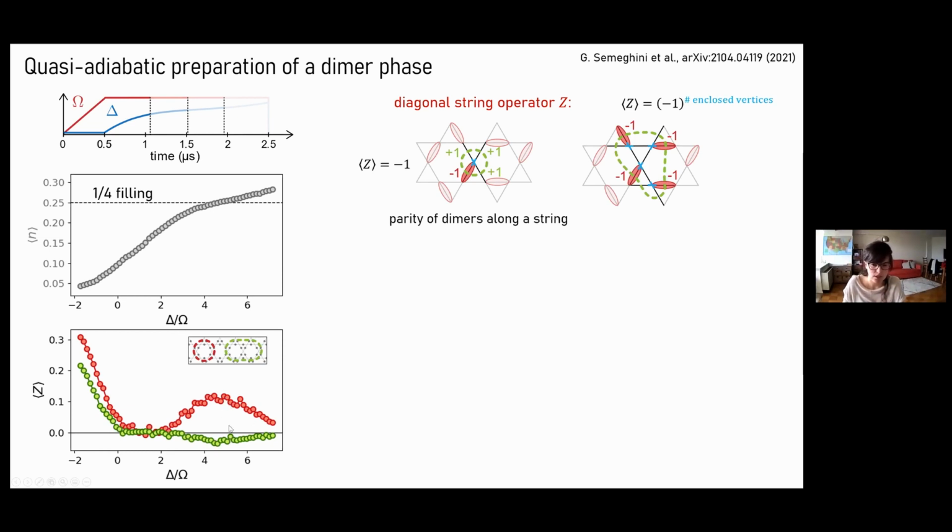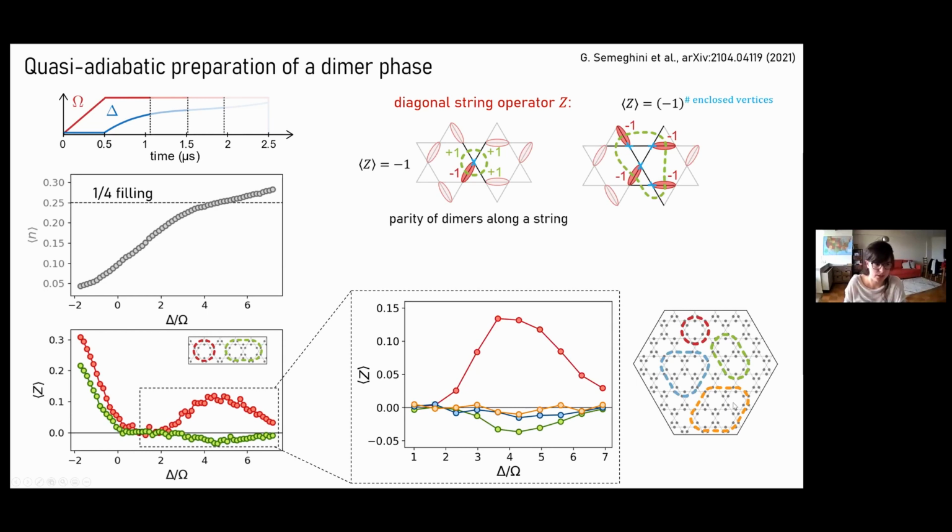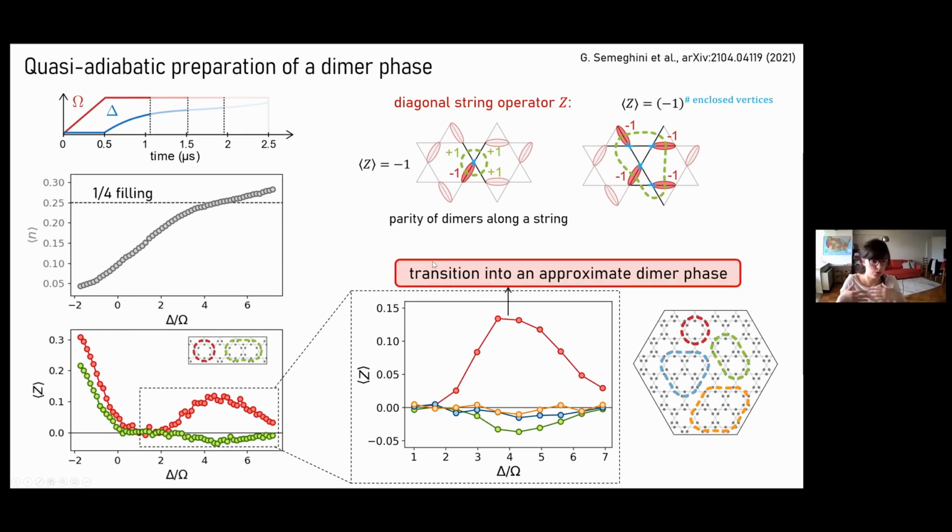And also what we notice here is that the sign of this for the two loops is different. And this is due to the fact that this has 6 vertices inside and this has 11. So this is coming from this rule that we had written down here. So this comes from the fact that they have a different parity of vertices inside. So now if we zoom in this range of detunings and we measure the parity for loops of different sizes, we see that all of these have a finite expectation value and that the sign matches with the parity of vertices inside. Now, these allow us to conclude that we do indeed observe the transition into an approximate dimer phase on this lattice.